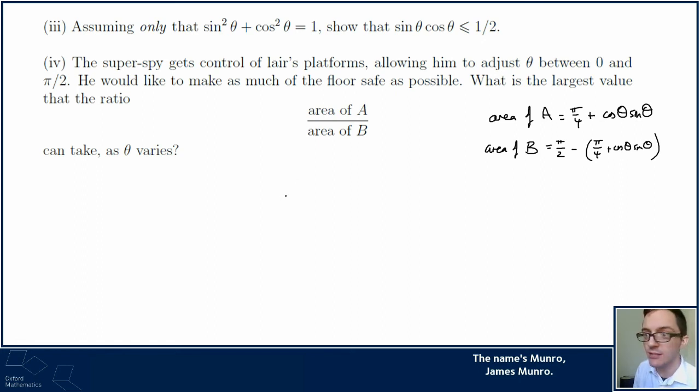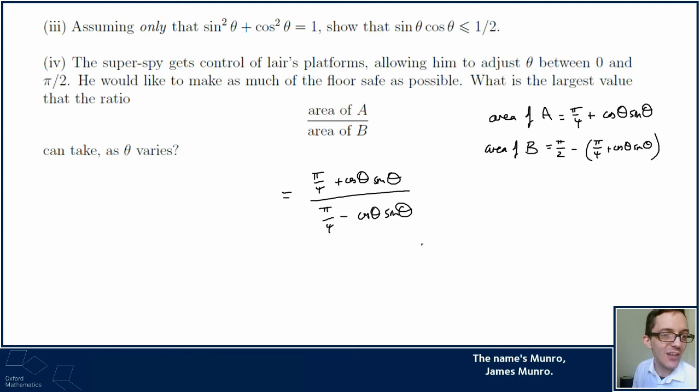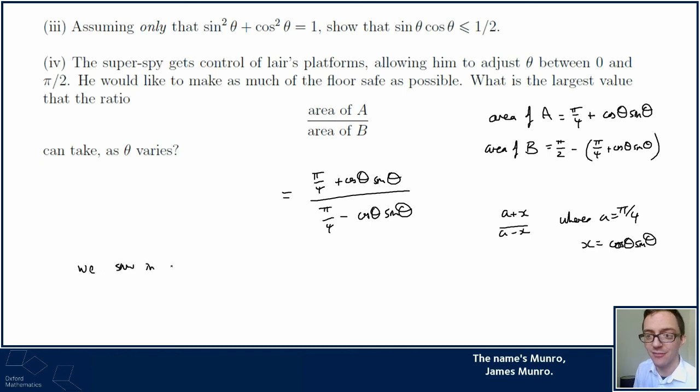Okay, so this ratio, this fraction, is pi over 4 plus cos theta sine theta over, what is this? This is pi over 4 minus cos theta sine theta. Aha! So, we want to make this as big as possible. This looks a bit like a plus x over a minus x, where a is pi over 4 and x is cos theta sine theta. And we saw in part 1 that we can make that function really big by making x as big as we can. We saw in part 1 that we want to make x as large as possible.